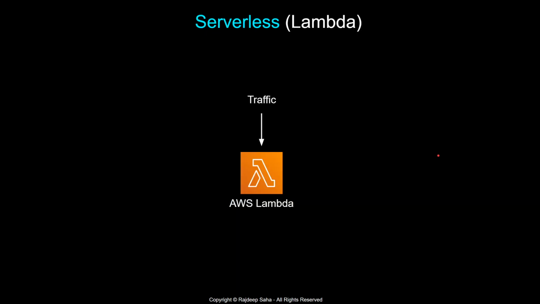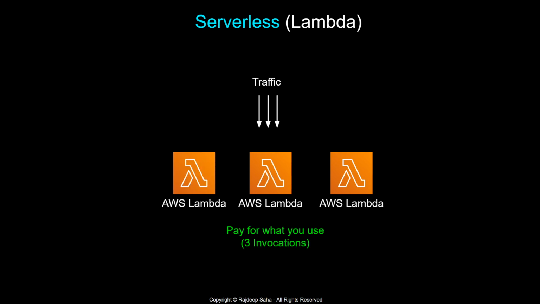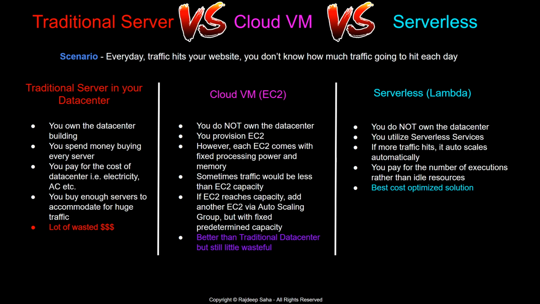So let's say you deployed your code in AWS Lambda and some traffic is coming in, and then traffic increased. This AWS Lambda will automatically scale up and create another copy of the code. Note that there is no auto-scaling group here. You did not have to set up an auto-scaling group for this. This happens out of the box. Then traffic increases again. Another AWS Lambda instance spawns up with your code and handles the traffic. And in this case, you pay for what you use. So you exactly pay for 3 invocations. That's why it is the best cost-optimized solution.